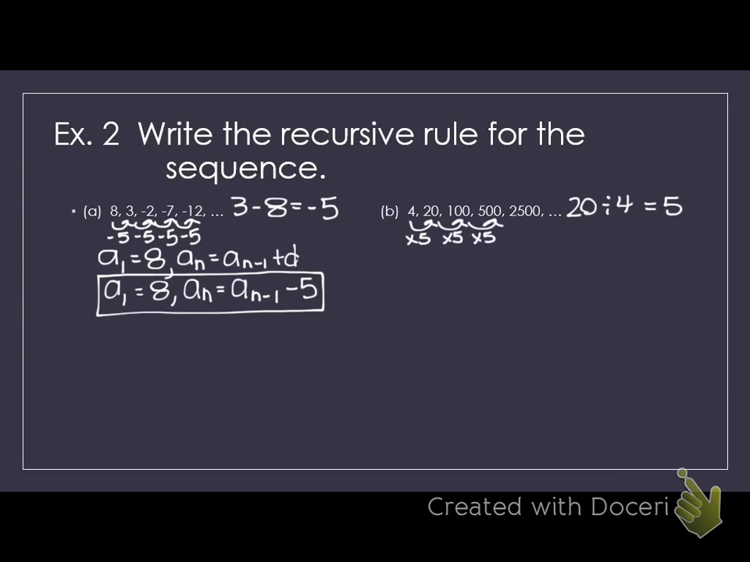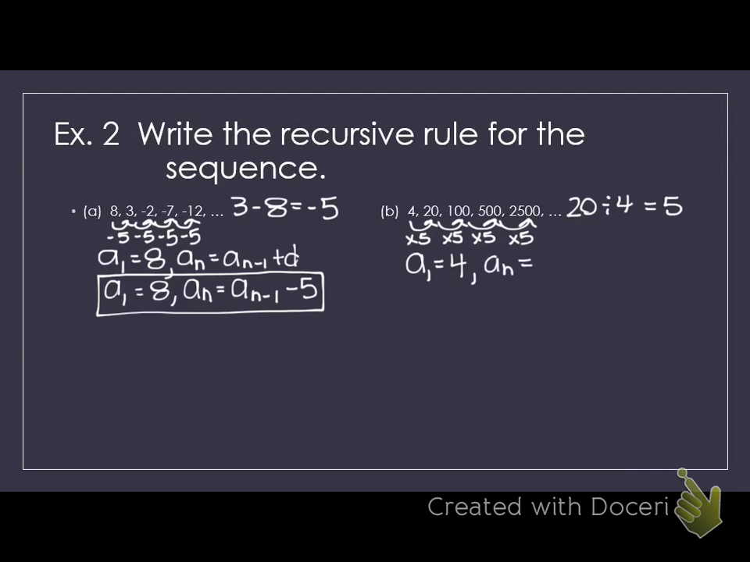100. What's 100 times 5? 500. And what's 500 times 5? 2,500. So it works. So let's go ahead and start writing our rule. First of all, what is our first term? 4. And is this geometric or arithmetic if we have a common ratio? Geometric. So let's write that formula down.